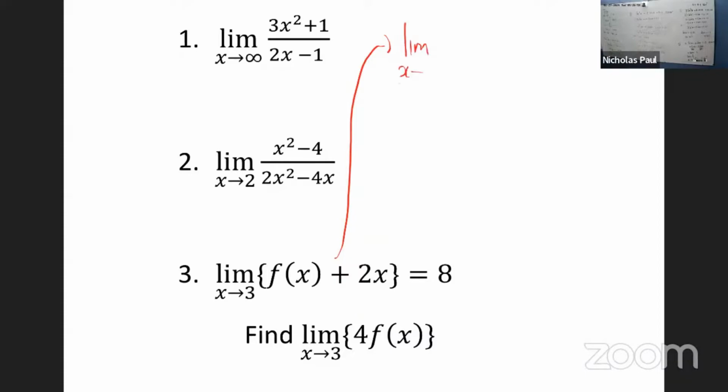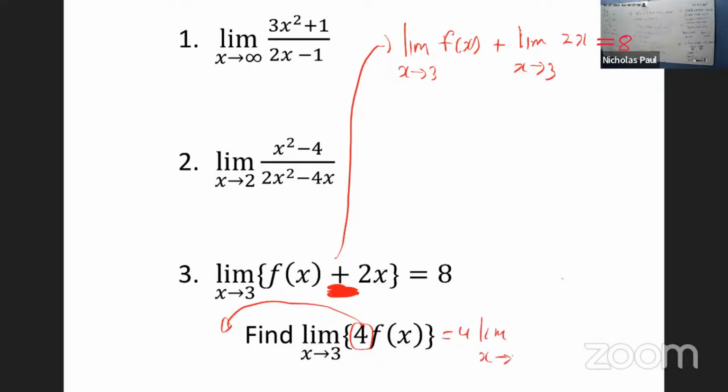The limit as x approaches 3 of f of x. I'm just going to split it up. There's a plus sign here, so I'm going to split it up. Plus the limit as x approaches 3 of 2x is equal to 8. What do you do with this 4? Just put it on the outside. So it's 4 times the limit.